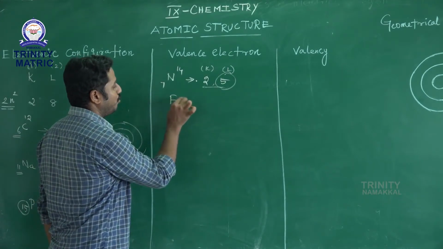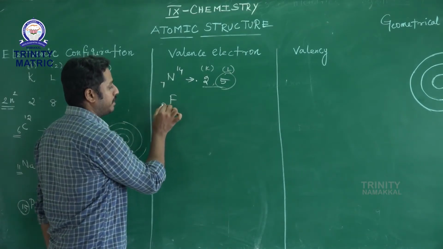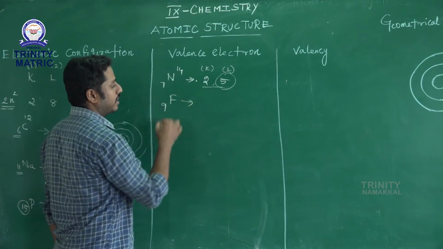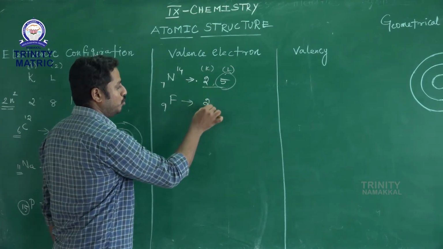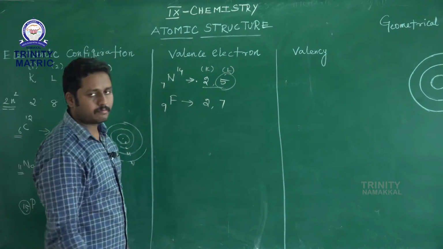Let me consider another example. For example, fluorine. Atomic number is 9. What is the electronic configuration? 2, 7.